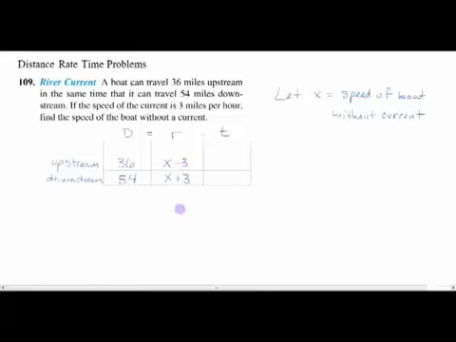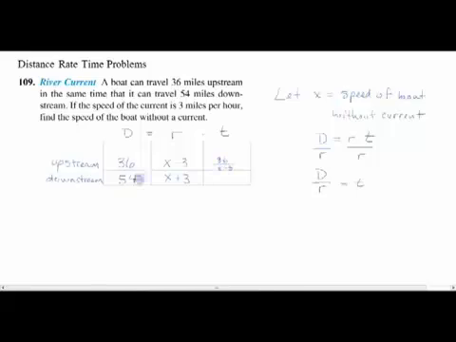I'm not given anything in time, except that the problem says that this trip upstream and downstream is done in the same time. I do know that time is distance divided by rate. To see this, let's take the formula distance equals rate times time and solve it for time. We'll divide both sides by r, and t equals d over r. Now let's take this distance, divide it by this rate, and that will be the time that we put in the chart.